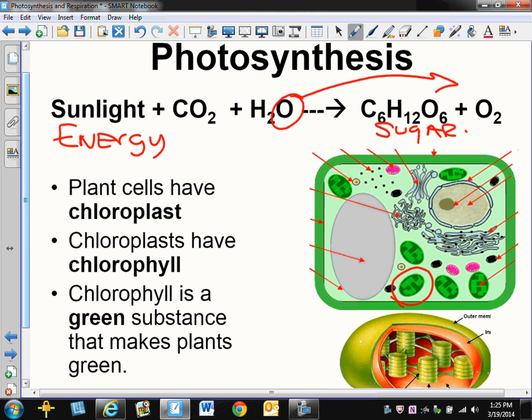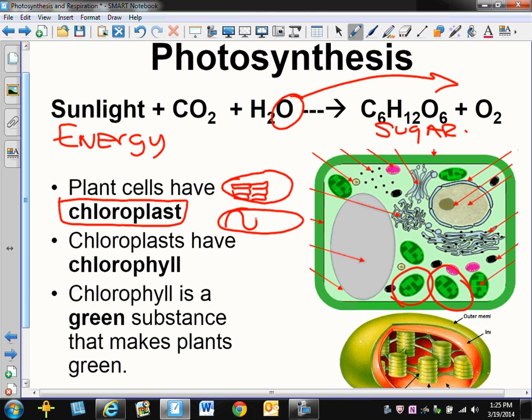Plant cells have a chloroplast, and they're right here. If you draw one, it kind of looks like this oblong thing, kind of like a mitochondria, but here's the way to know different. They have these little stacks in them that are called thylakoids. They look like stacked up solar batteries from a watch or something, as opposed to a mitochondria, which looks like that. Chloroplasts have chlorophyll.